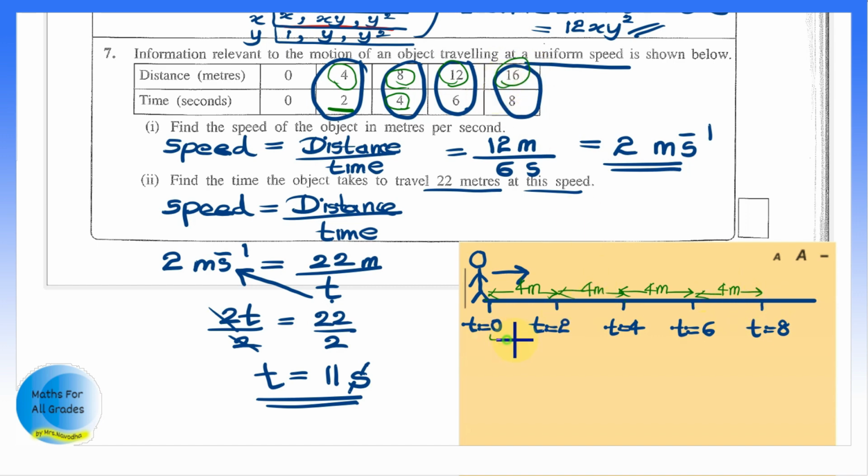And when you look at the gap between the given times, each gap equals 2 seconds. Here to here, the time gap is 2 seconds. Here to here, it is 2 seconds. Now you can clearly see that in each equal time frame, he moved the same distance, 4 meters in this case. So this motion is uniform. Therefore, we call his speed uniform speed.